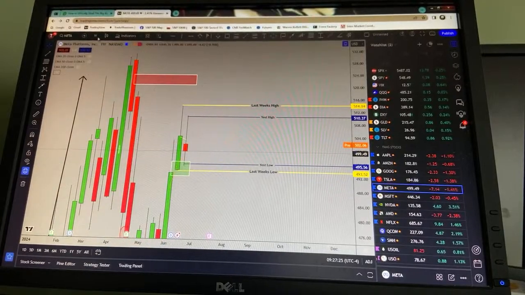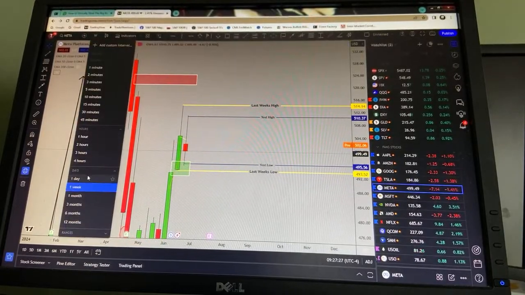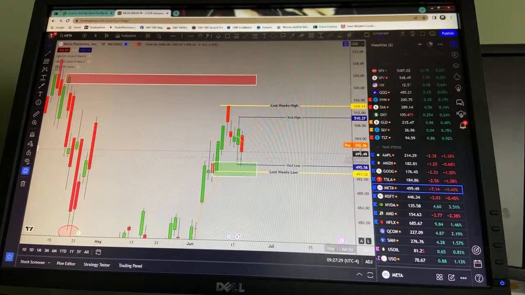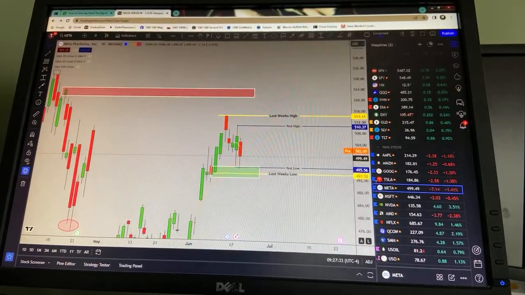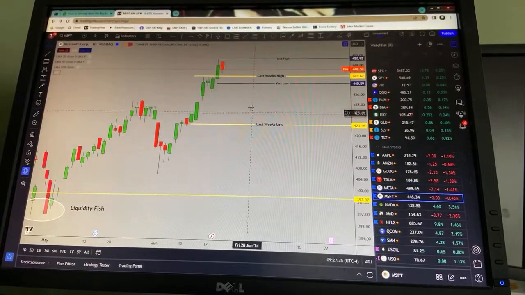This is going to be a better setup than the others. Okay. All right. So Meta bullish right off the open.